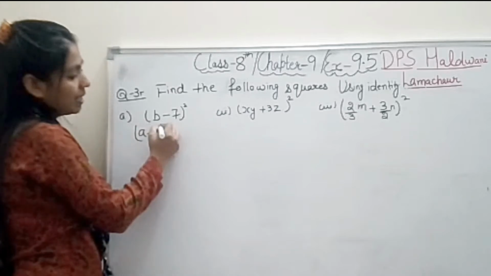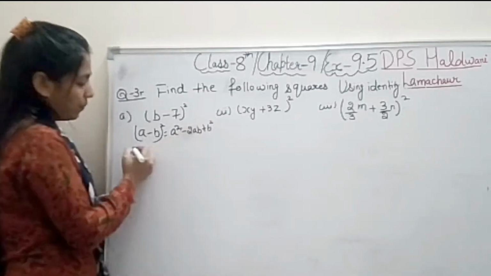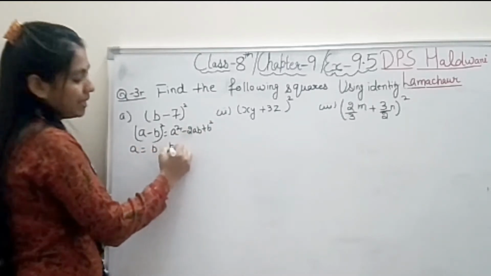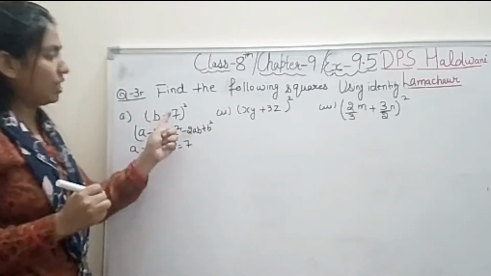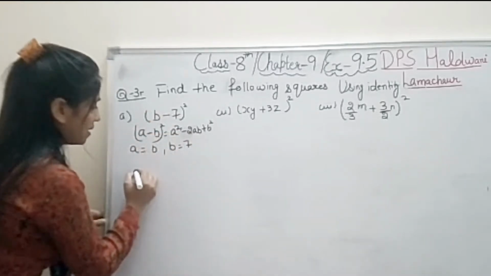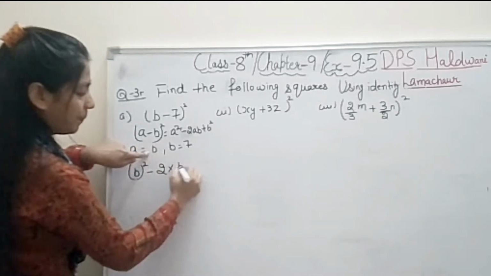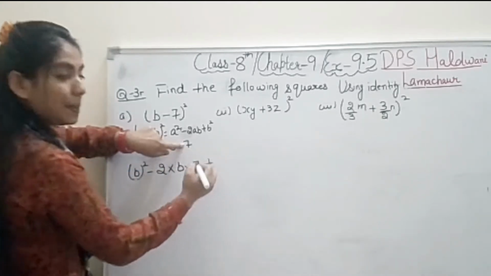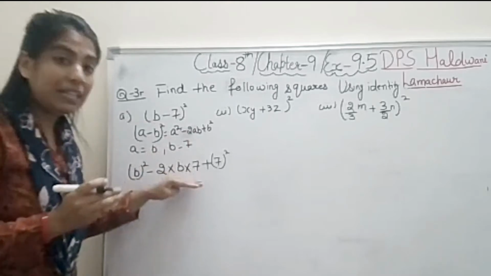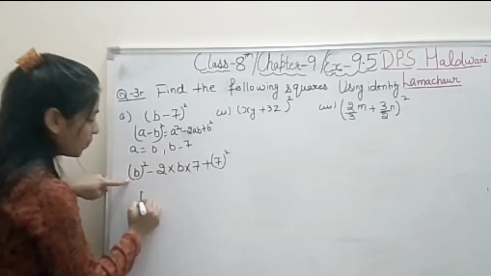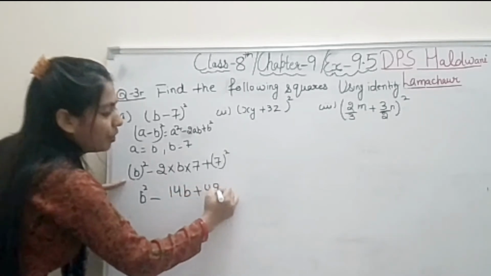(a minus b) whole square is equal to a square minus 2ab plus b square. And here a is b and b is 7. According to the question, the a value is b only and the b value is 7. Now put in the values: a square, b square, minus 2 times a value b, plus b square, that is 7 square. Right, student? Have to be vigilant while putting in the terms. Now calculation: b square is b square only, minus 7 2s are 14b, plus 7 7s are 49.